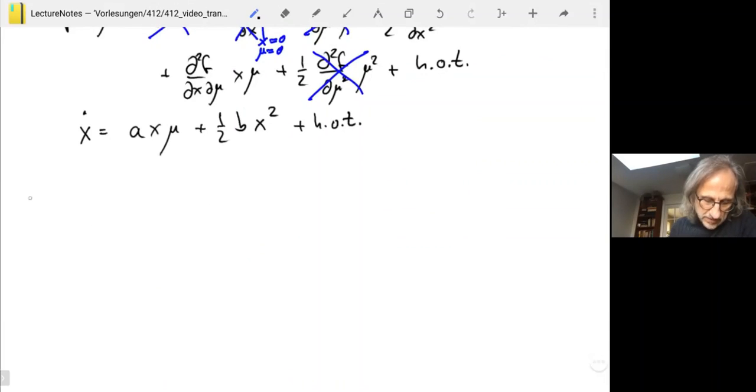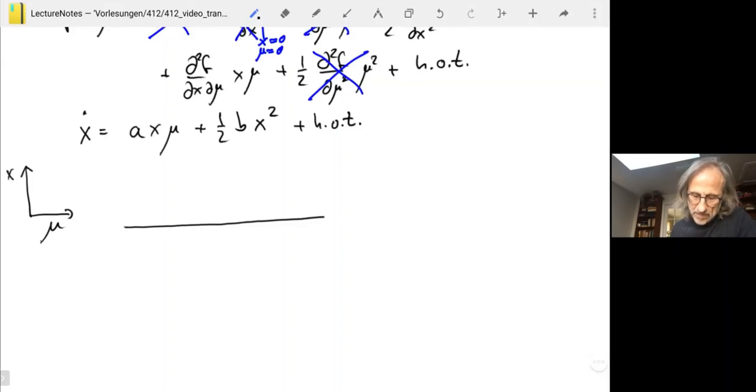Well, let me draw our standard diagram. So let's take the axes mu and x like that. And so in this case, for all values of mu, we have a solution x equals 0. And we have another solution. So let's write down the two solutions that we have. x equals 0, and the other solution is equal to minus 2a over b times mu.